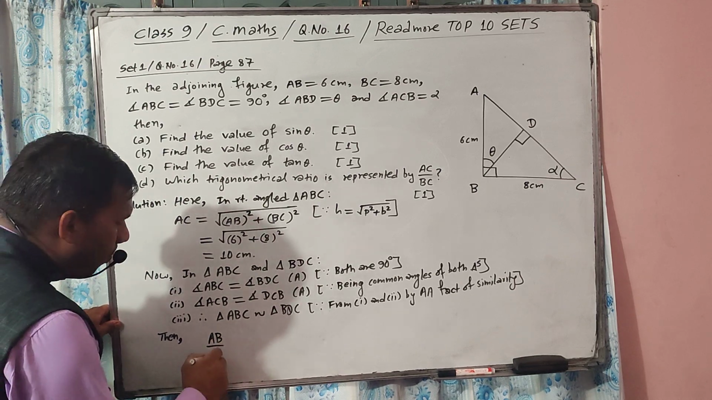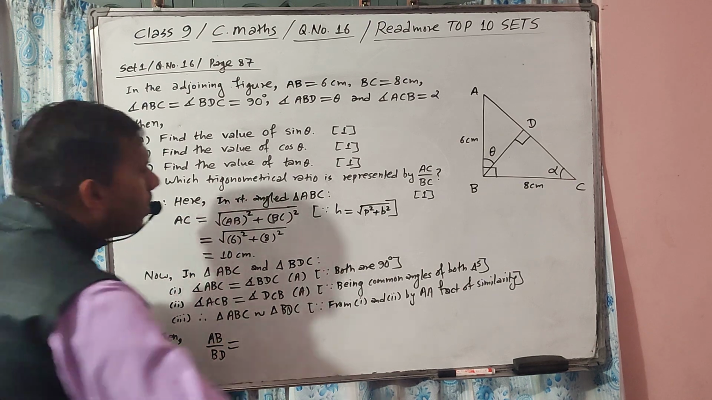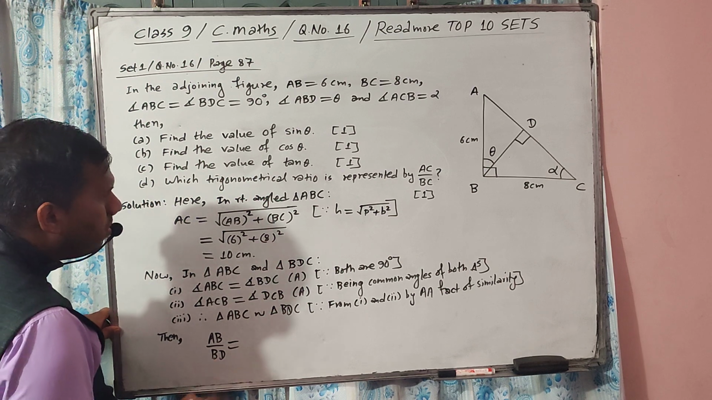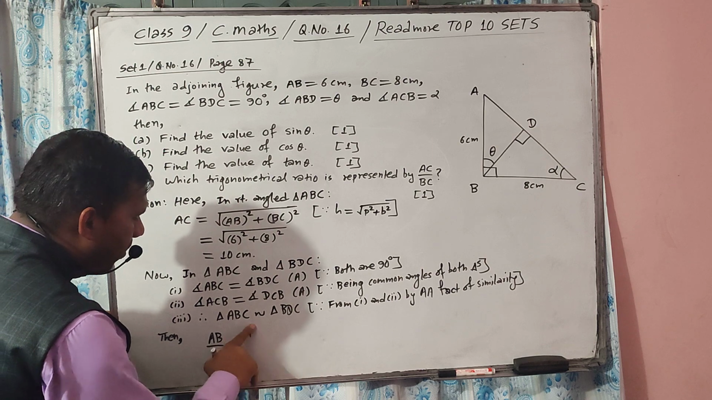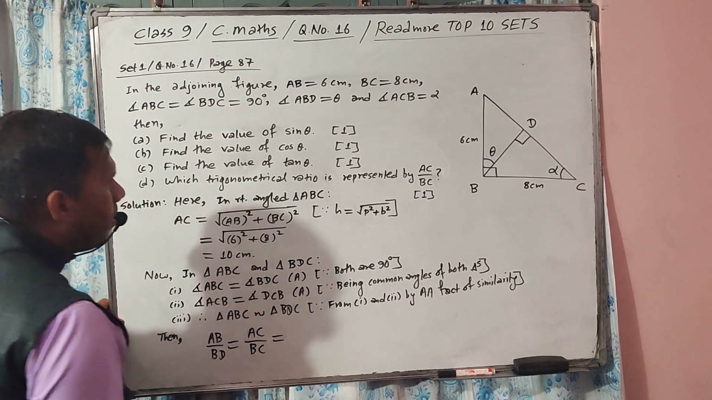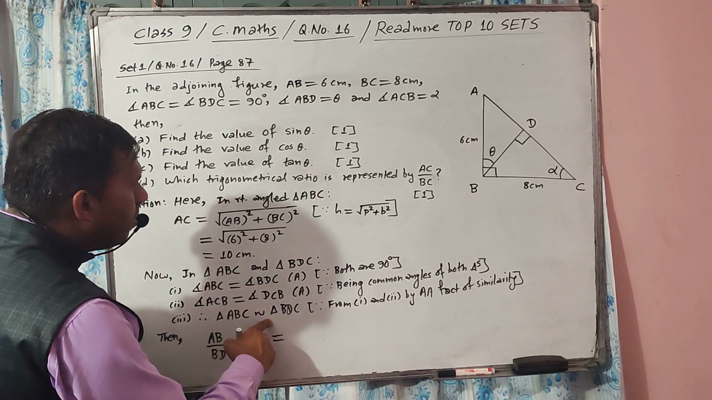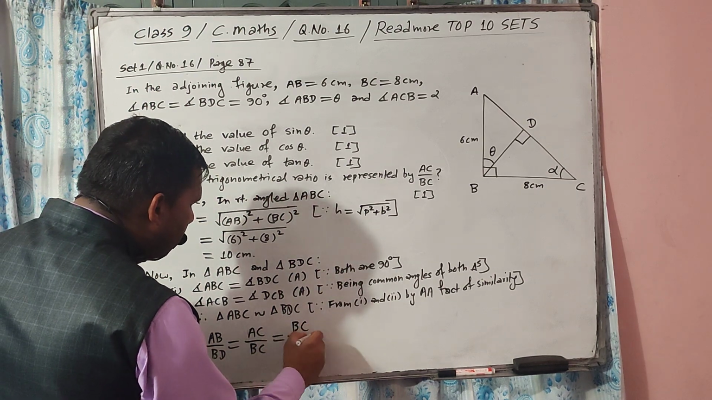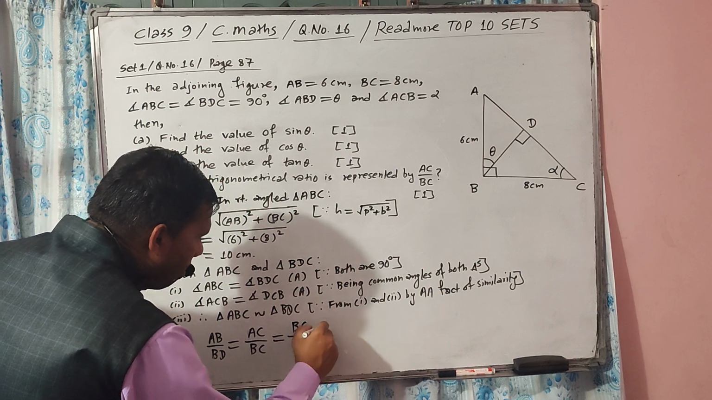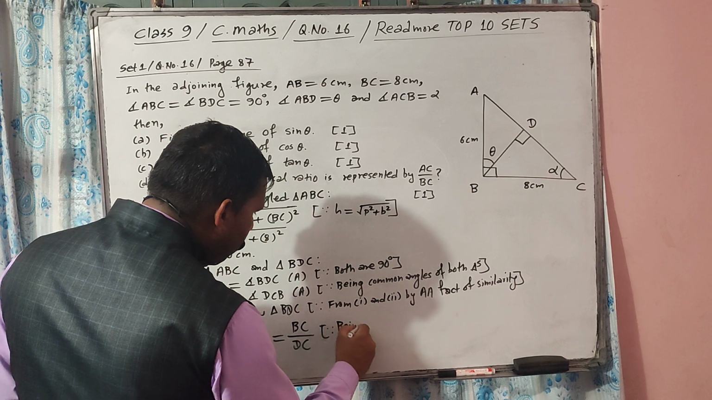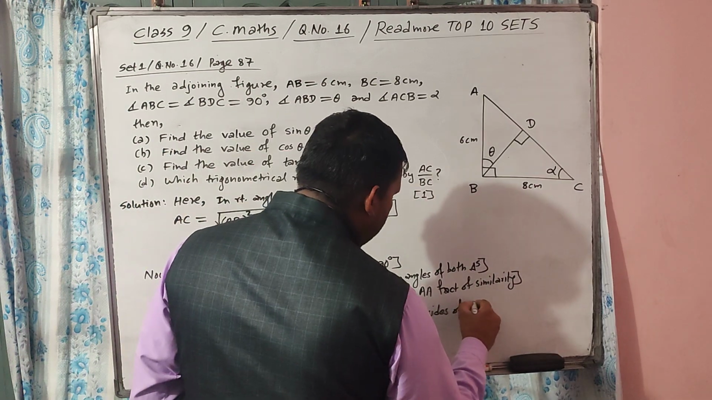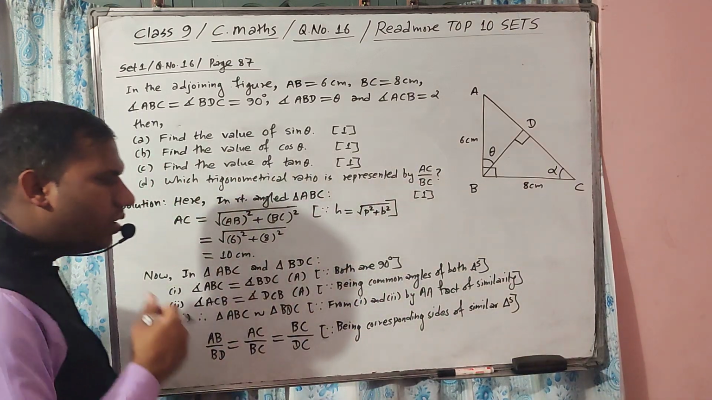So we can write AB by BD, opposite angles of angle C, in big triangle ABC and small triangle BDC, AB by BD equals BC by AC by BC equals, now the remaining side of ABC is AB already, AC, now remaining BC, BC by, in this triangle BDC, the remaining side is BD, BC, now remaining is DC, being corresponding sides of similar triangles. So they are proportional.